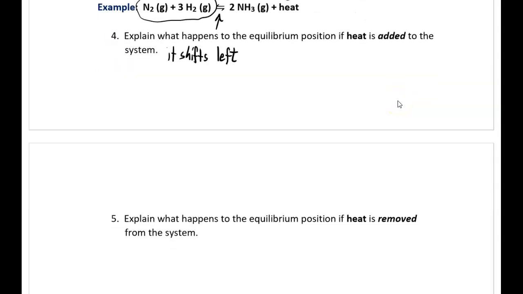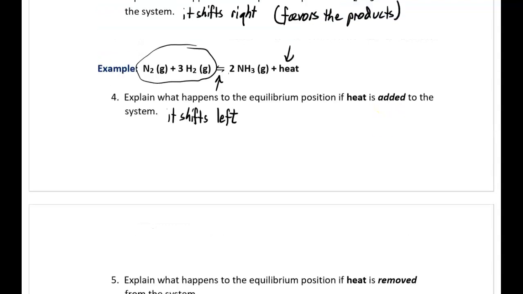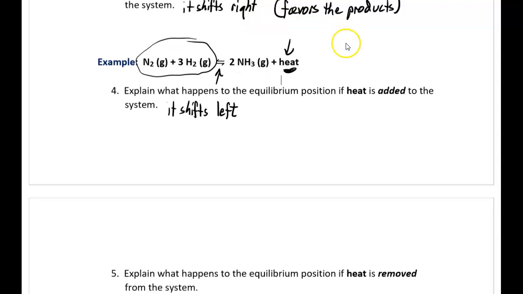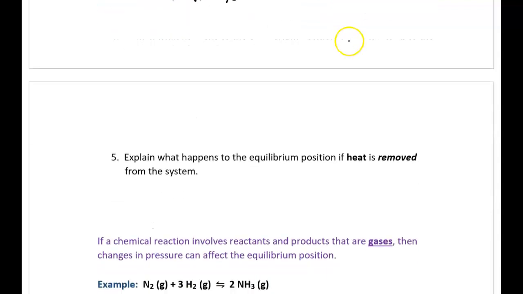Explain what happens to the equilibrium position in that reaction if heat is removed. Well, what if the heat, which is over here, is removed? The chemical reaction will respond by trying to replace that heat. Heat is a product of the forward reaction, so the equilibrium position will shift to the right. The chemical reaction will favor the formation of the products.